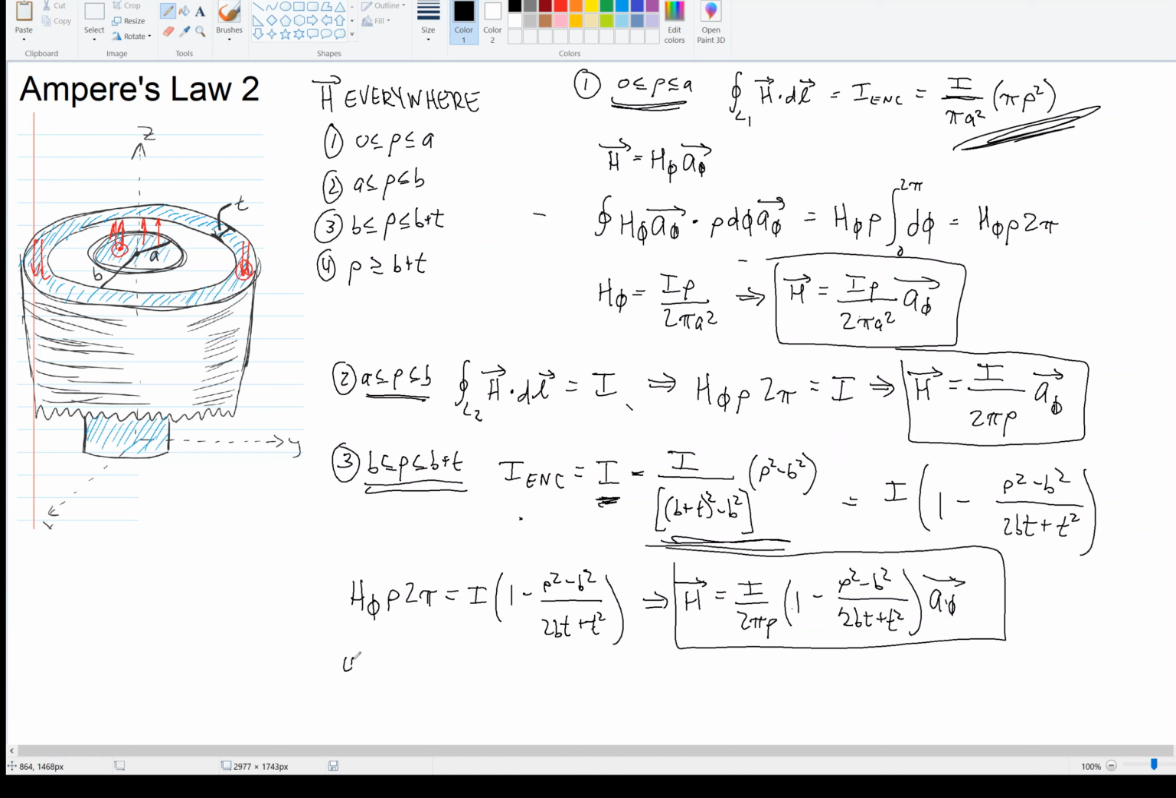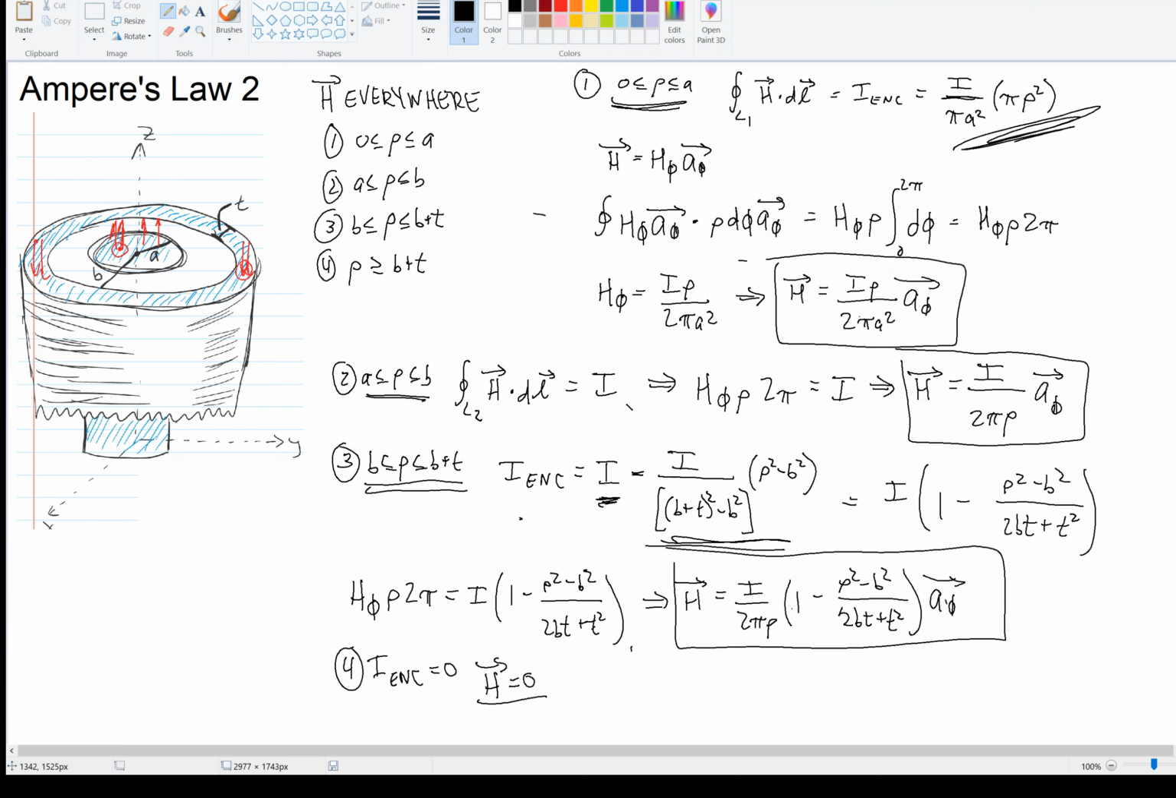Now for the fourth region, when rho is greater than b plus t, I'll ask you the question: how much current would our Amperian path, which would be a circle of a large enough radius, enclose then? Well, we have I from the first conductor and minus I from the second conductor, so we're enclosing a net of 0 current. And so from Ampere's law, that makes the magnetic field everywhere outside of the coaxial cable 0.